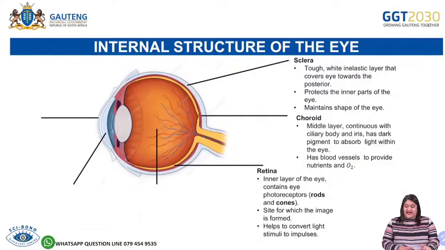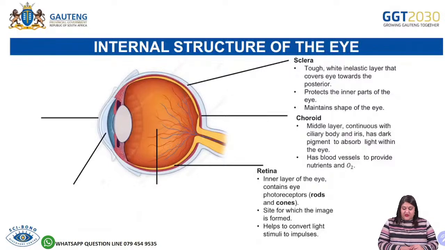And it has dark pigment to absorb light within the eye. And it has blood vessels to provide nutrients and oxygen. In life sciences, or in the human body, whenever we're talking about blood vessels, you must always understand that they provide nutrients and oxygen.